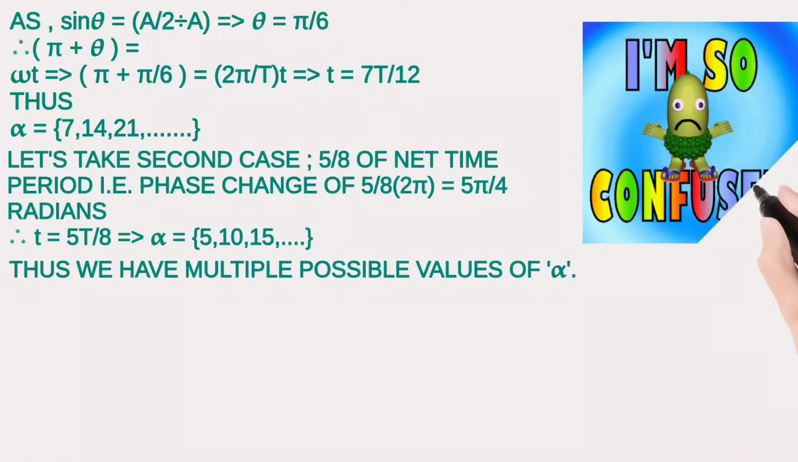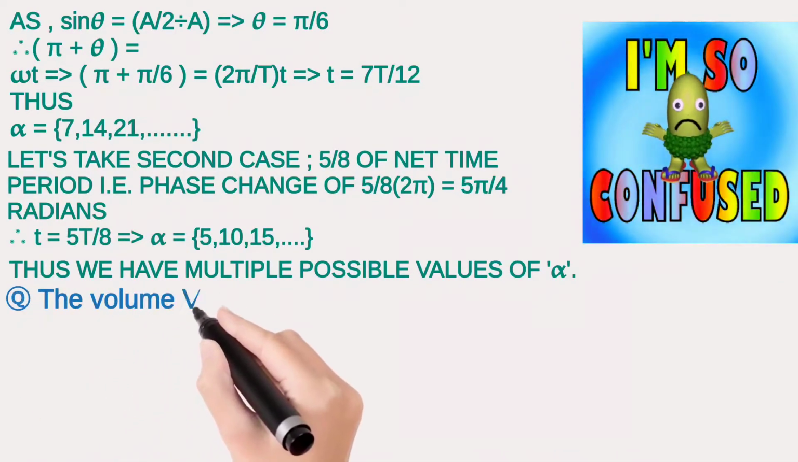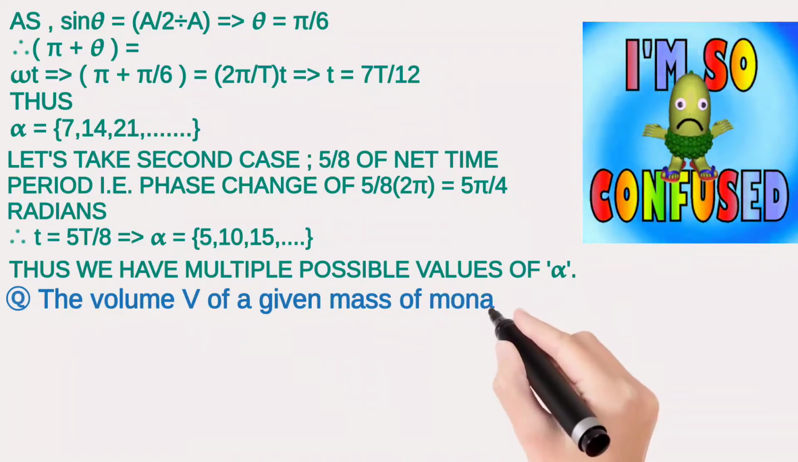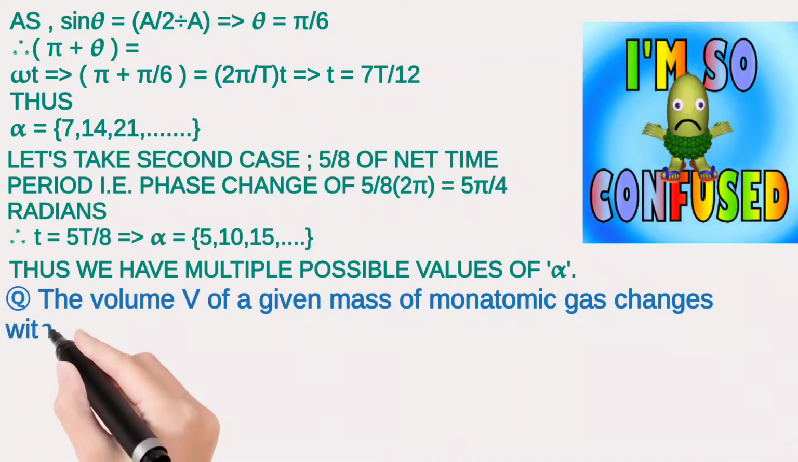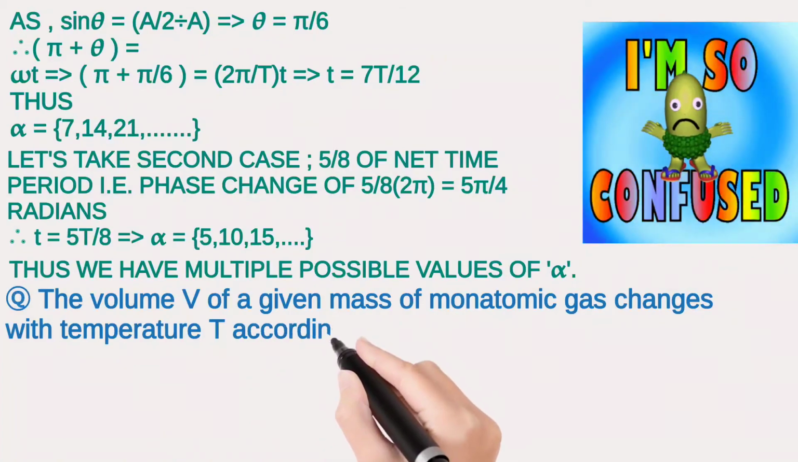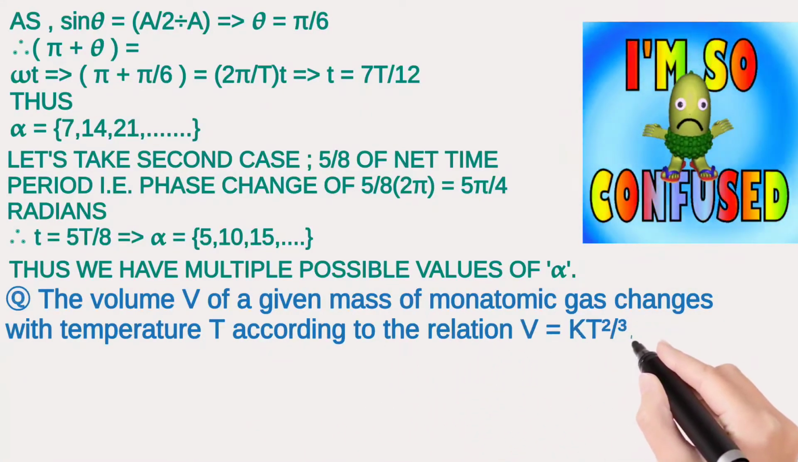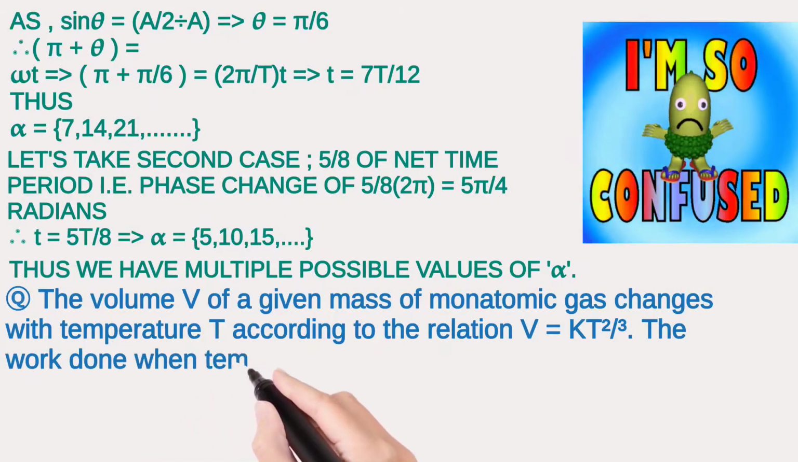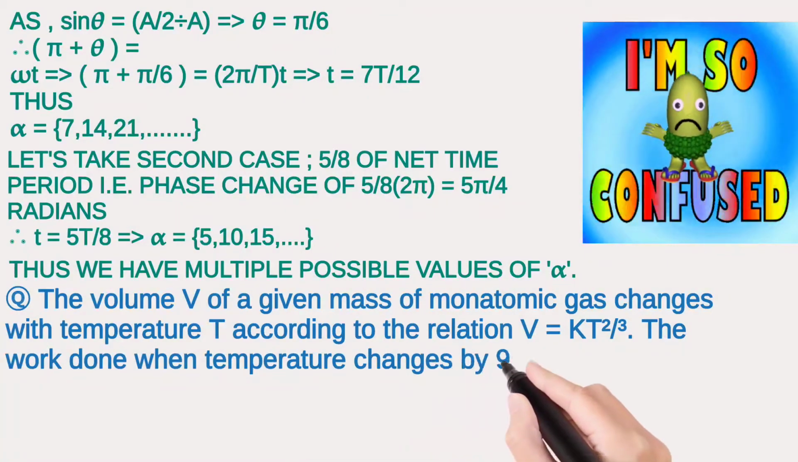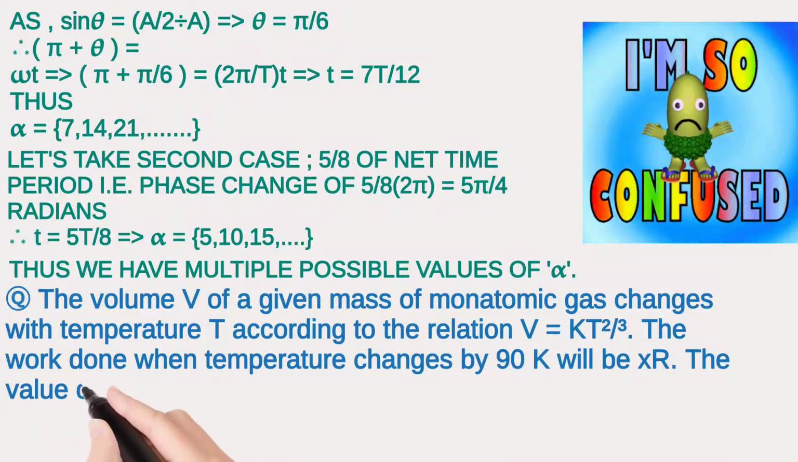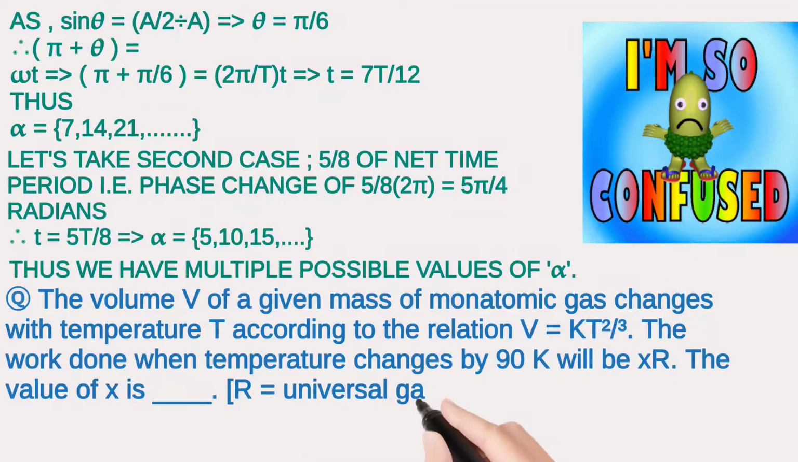Let's take the second case. 5/8 of the net time period, that is a phase change of 5/8 into 2 pi, that is 5/4 pi radian. Then t is equal to 5T/8. Then alpha will be equal to 5, 10, 15, etc. Thus we have multiple possible values of alpha. Now let us jump to the next question.